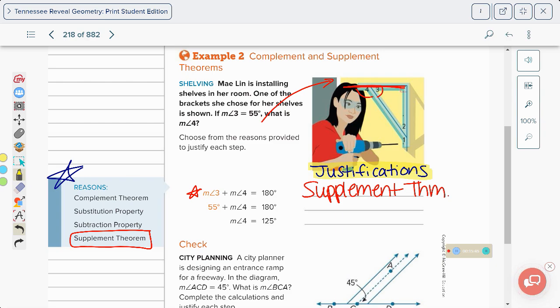All right, so the next statement says 55 plus angle 4 equals 180. So the only thing that we've changed, the only thing that we've replaced is angle 3, and we have replaced it with 55. Okay, again, when things are being replaced, that would be the substitution property.